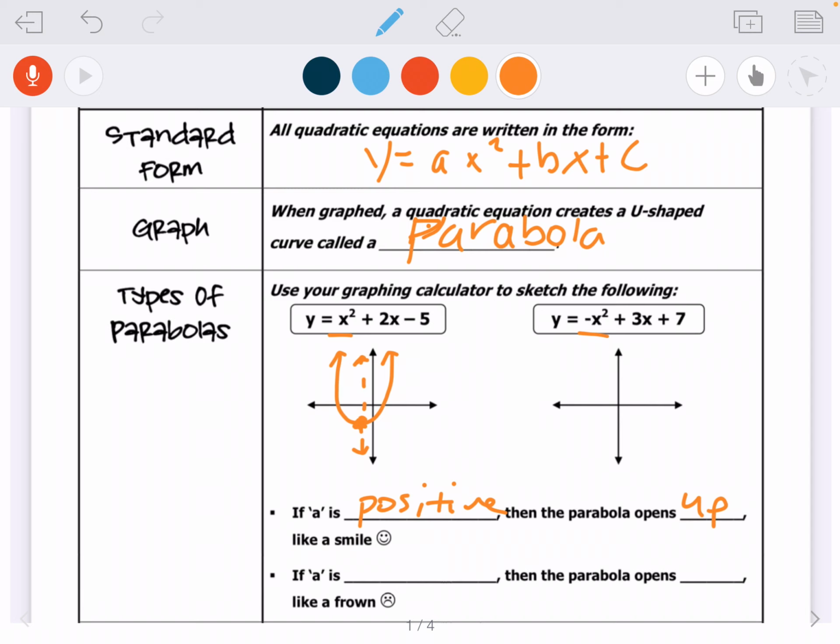And then if a is negative, then the parabola opens down like a frown. So in the second graph, our a is negative, so it's going to open down. So again, here's another rough graph. It's opening down. Anytime that happens, we have a point that's at the top of the graph. This dashed line I'm drawing through the vertex is the axis of symmetry, which we will get into in a second. So y equals ax squared plus bx plus c. If a is positive, the parabola is going to open up. If a is negative, the parabola is going to open down.